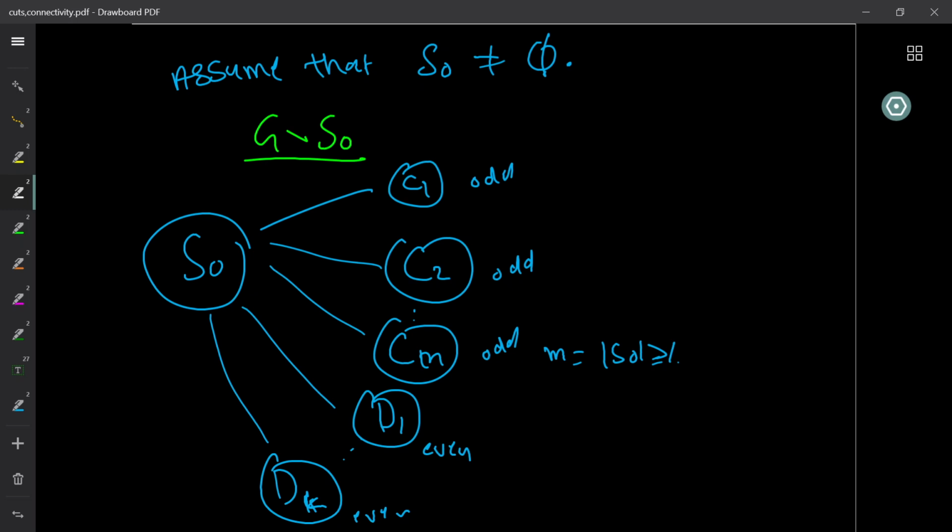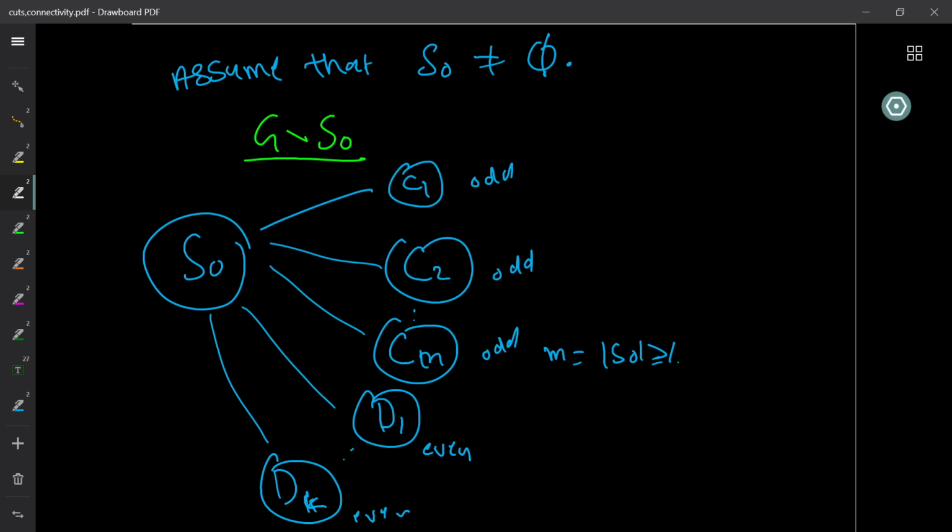But we know that the number of such components M is actually equal to the cardinality of S0, because we have said that S0 is the one which is maximal with the property that the number of odd components is equal to the cardinality of S0, right? So therefore, this M is strictly greater than 0, or is at least 1. So we have at least one odd component, and there are exactly |S0|, which is M, many components C1 to Cm.